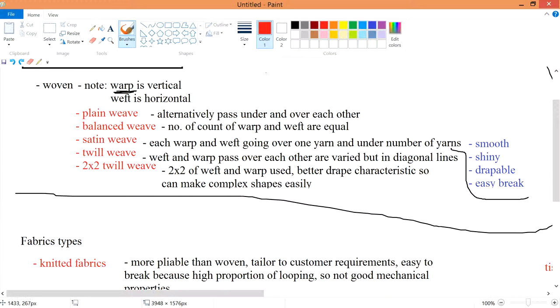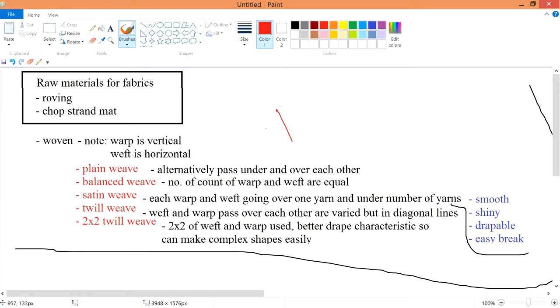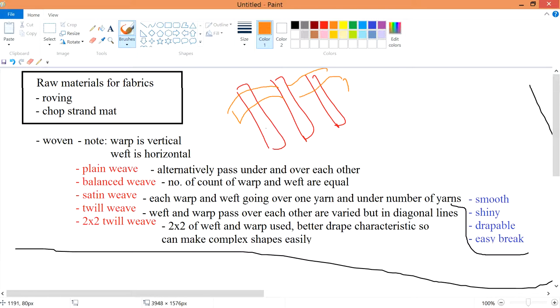And the term drapable is just how easy it is to actually drape it. So you have this material all over here. Draping is how easily you would fit inside this thing, and then you come out again, and then you go into another, so it's talking about the flexibility of the fibers also.